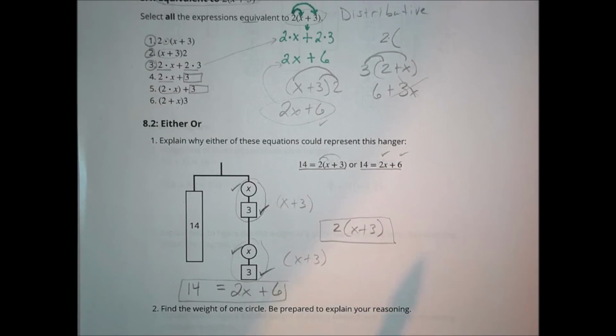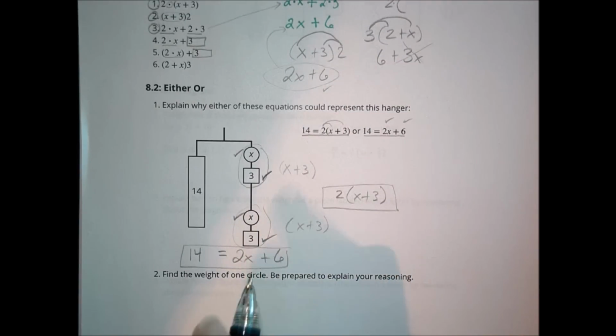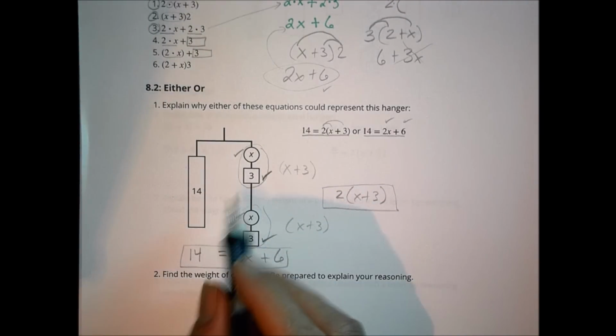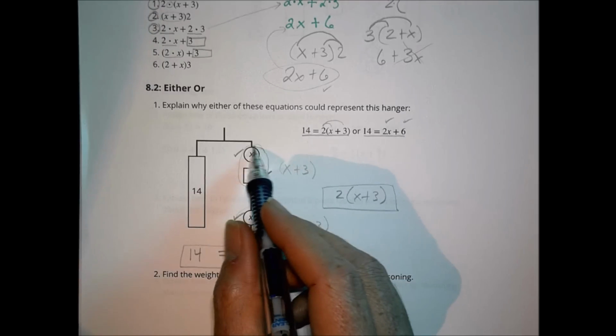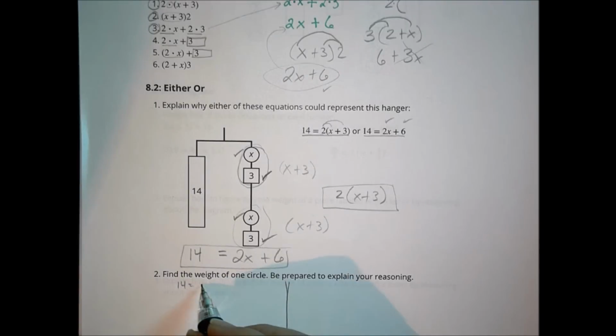The next thing says, well, find the weight of one circle and be prepared to explain your reasoning. So it really depends on which way you want to do this. There are a couple approaches to this one. Let's look at both approaches. I'm going to do 2 approaches. First of all, we could take a look at the picture and say, well, if I look at it as being 2 groups, 14 equals 2 times x plus 3.